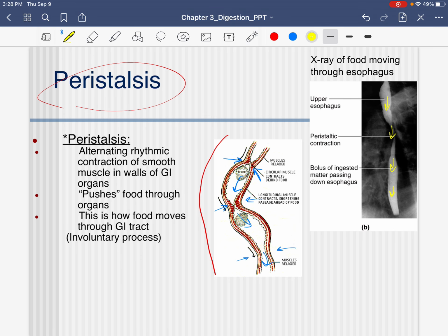This is an involuntary process, which is a good thing. You don't have to think about peristalsis. It does it for you. Even though your initial swallowing is voluntary, pretty quickly your esophagus will take over.